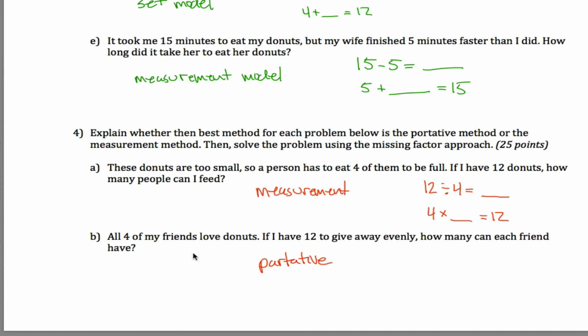It is. All 4 of my friends love donuts. I'm sad that I only have 4 friends, I guess. I have 12 donuts to give away. How many can each friend have? So now I know how many groups I'm splitting these into, and I want to count the size of each group. So same problem is still 12 divided by 4 equals something, which I can still model as 4 times something equals 12, but now it's the partitive method. Talking is hard. It's the partitive method that makes more sense than the measurement method.